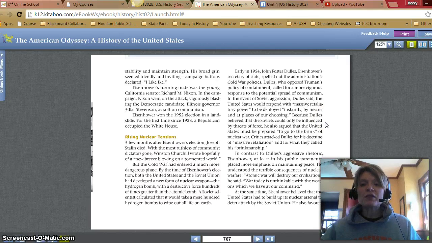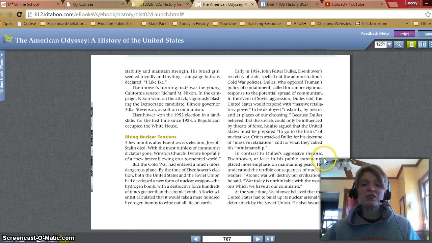Because Dulles believed the Soviets could only be influenced by threats of force, he also argued the United States must be prepared to go to the brink of nuclear war. Critics attacked Dulles for his doctrine of massive retaliation and what they called his brinkmanship.